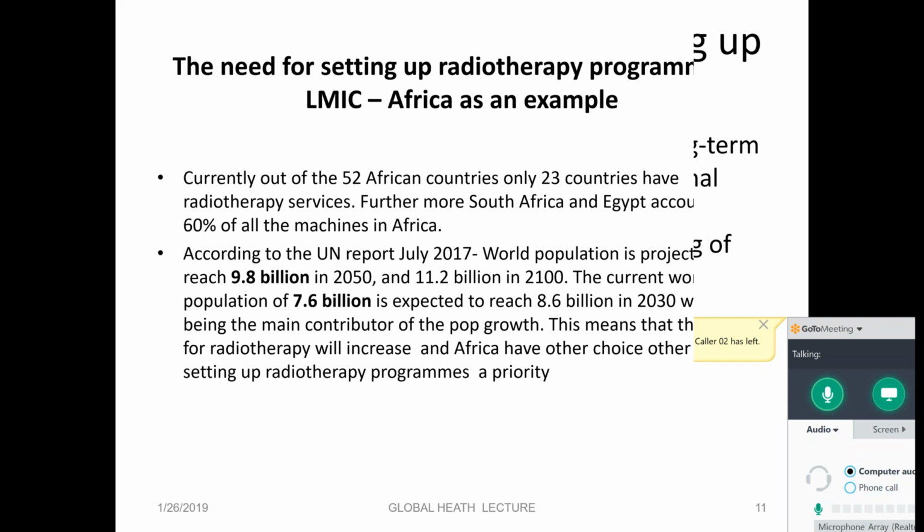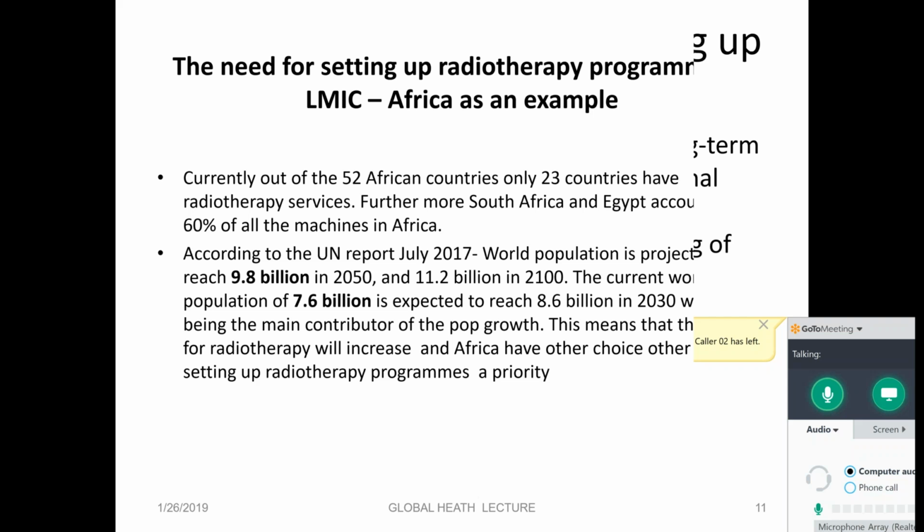The Ocean Road Cancer Institute is more than 100 years old, and it is the main center for radiotherapy in the country. New centers are now coming up, but still that is where radiotherapy services began, and that's where the training for radiotherapy and oncology in general is done.